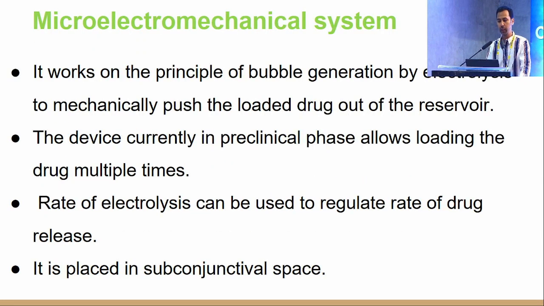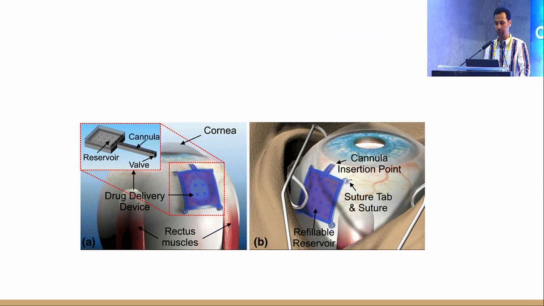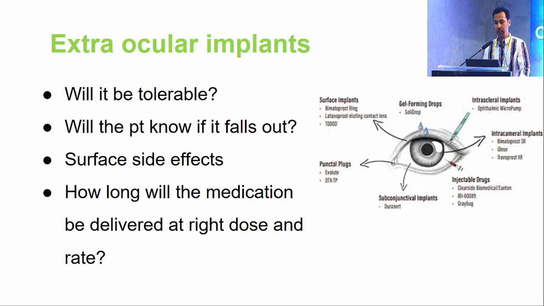Then you have this micro electromechanical system. This works on the principle of electrolysis, and the rate of electrolysis will regulate the amount of the drug that is released onto the ocular surface. So this is the electromechanical pump system. What are the issues with these extraocular implants? One, how well they will be tolerated, because these are placed in and around the eye. There are some side effects with these devices also: the hyperemia, the irritation, the foreign body sensation. Again, we need to know how long these devices will deliver the drug at the right dose. The therapeutic concentration has to be maintained all throughout the time the implant is there.